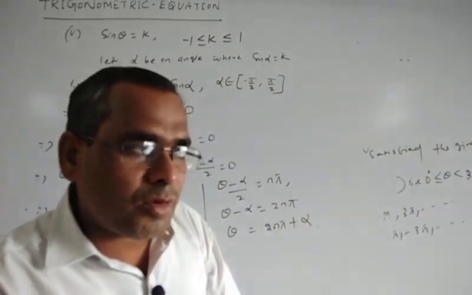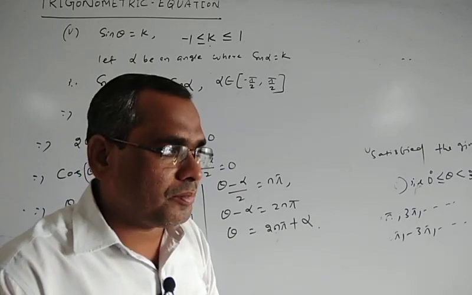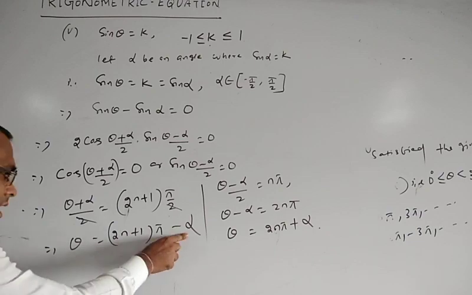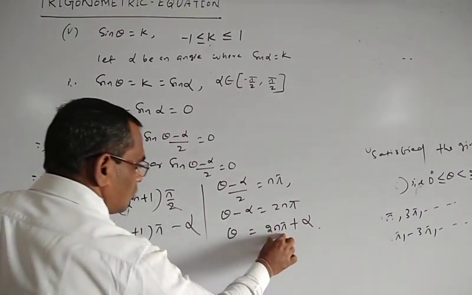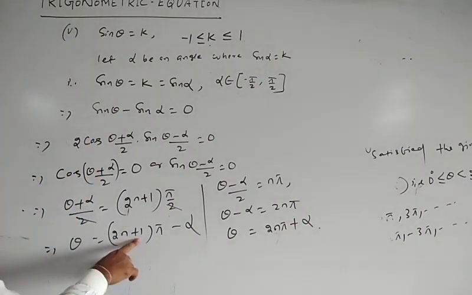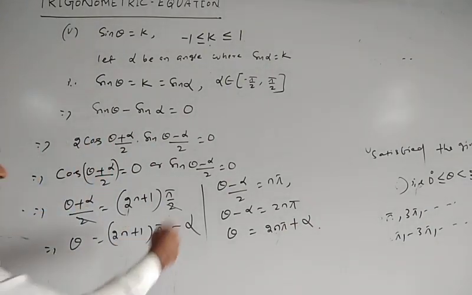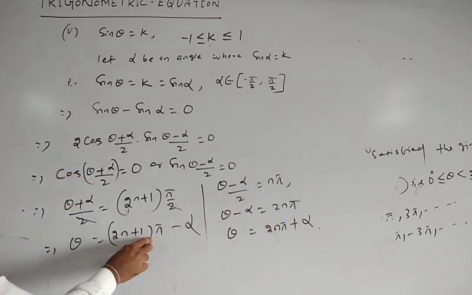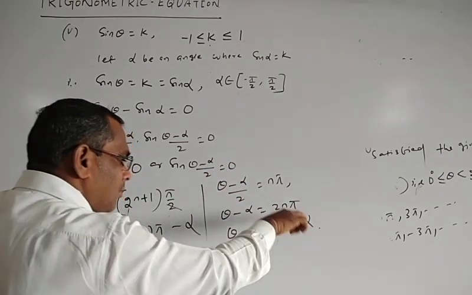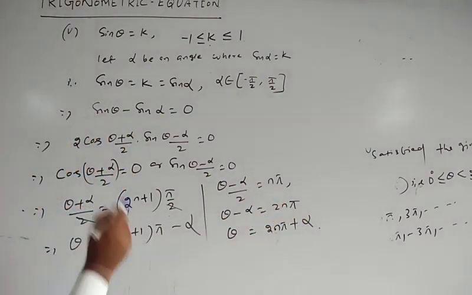So, bringing that standard formula, what do we do? See that here theta is equal to 2n plus 1 into pi minus alpha. Here theta is equal to 2n pi plus alpha. So odd multiple of pi minus alpha. Here even multiple of pi plus alpha. Odd multiple of pi minus alpha. Even multiple of pi plus alpha. That means this can be written.